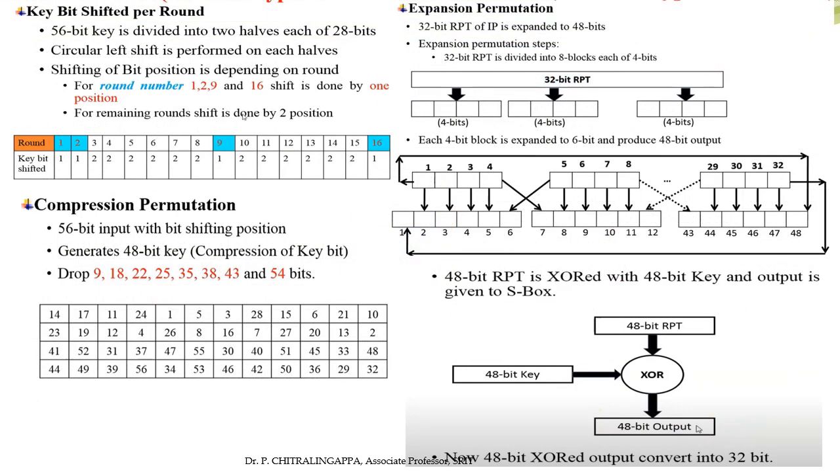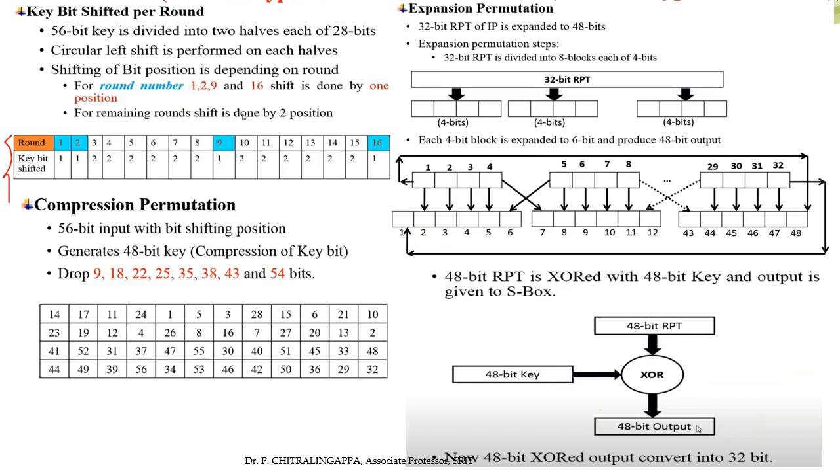The key bit shift for each round: there are 16 rounds of transformation. In each and every round we use key bit shifts. Only in the first, second, 9th and 16th rounds do you shift by only one bit. For the remaining rounds you shift two times.